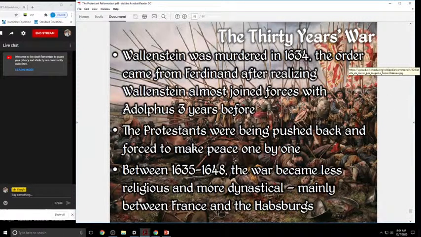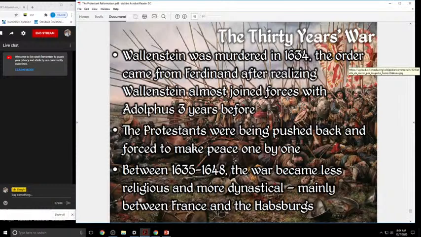Wallenstein, though, gets murdered in 1634, and guess who it came from but the very guy who hired him, Ferdinand II, after realizing that after he fired Wallenstein and chose Tilly for that first battle against the Swedes, Wallenstein had actually reached out to Gustavus Adolphus, the man who he just killed in battle, 3 years earlier. And it got back to Ferdinand II that Wallenstein nearly switched sides and started fighting for the Protestants in the 30 Years' War. And when that happens, Ferdinand II orders Wallenstein to be murdered, and he is killed.